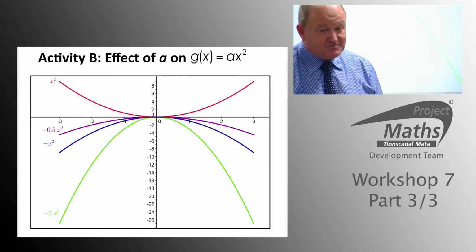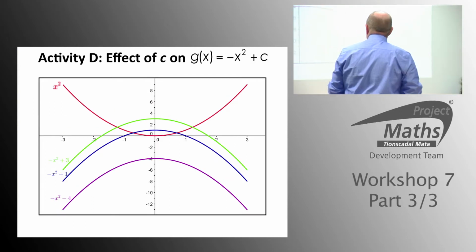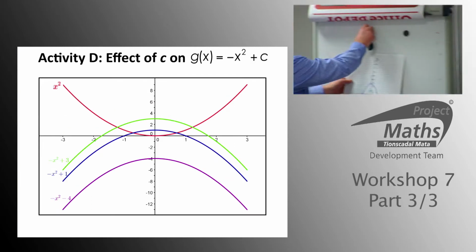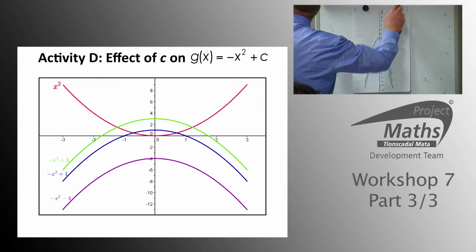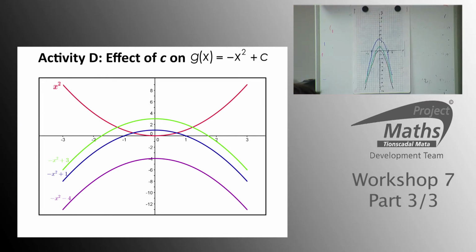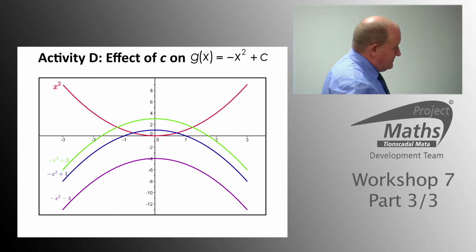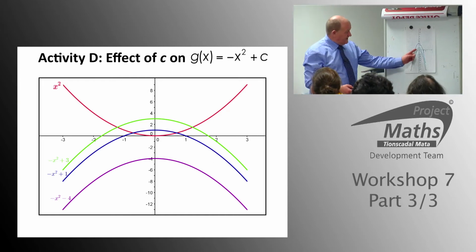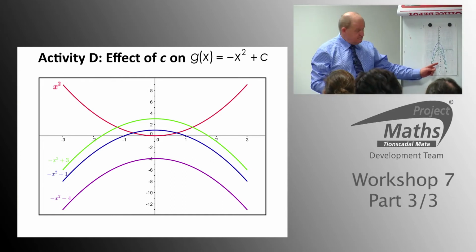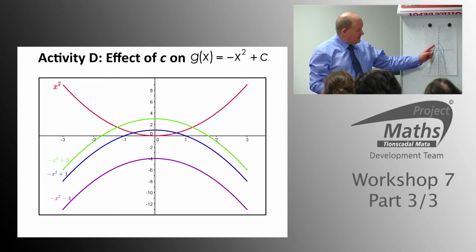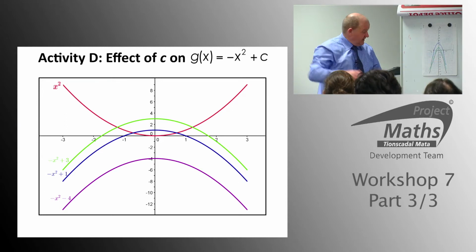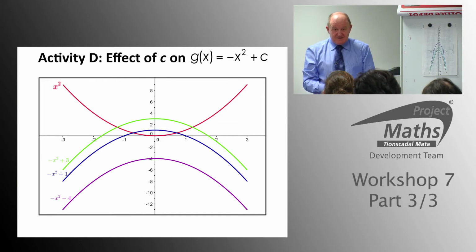Now D is the next one. And in this one here, here's D. Here's the one we're doing. We're looking at the effect of minus x squared plus c. Minus x squared plus c. All right? And so, looking at that there, minus x squared is the black one. Here's minus x squared plus 1. Here's minus x squared plus 3. So we see the effect there is the same thing.